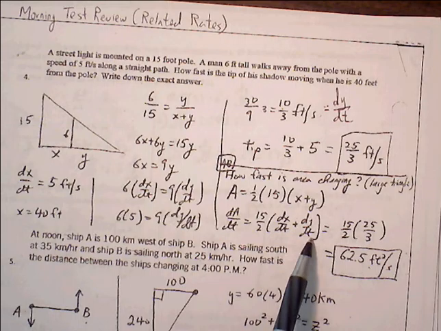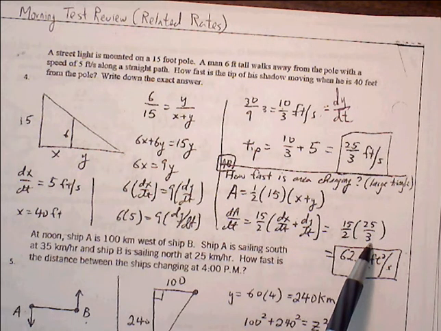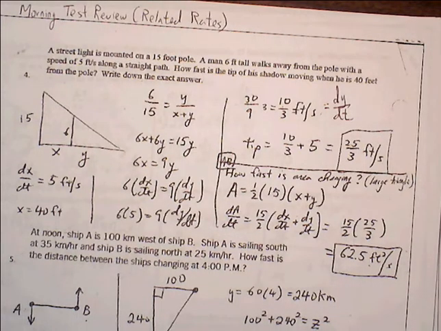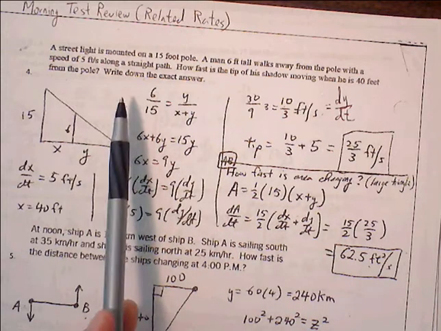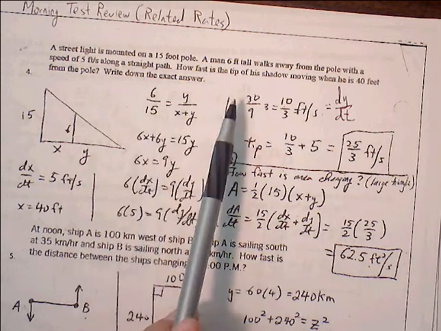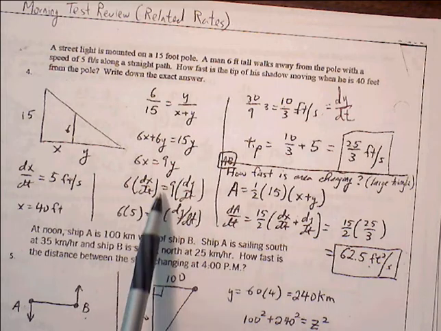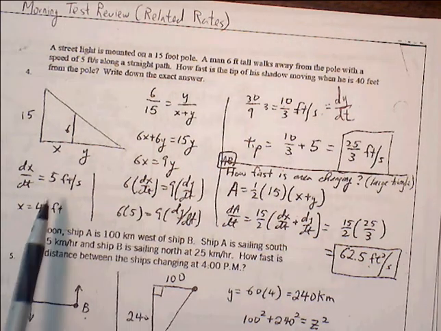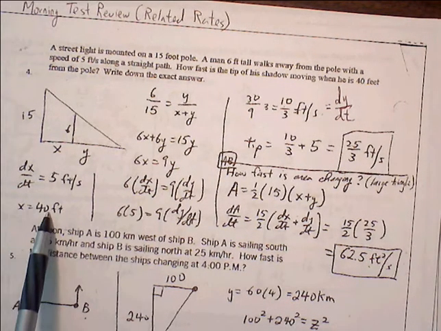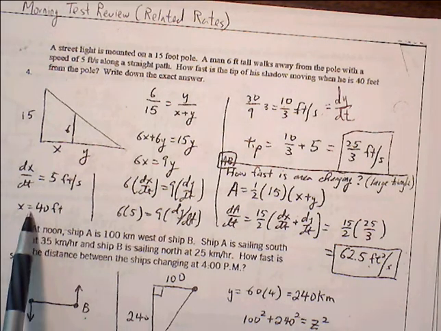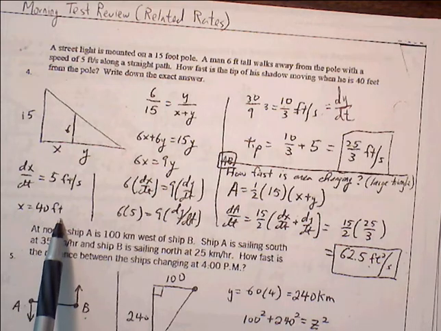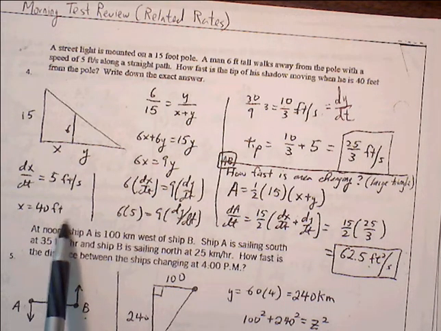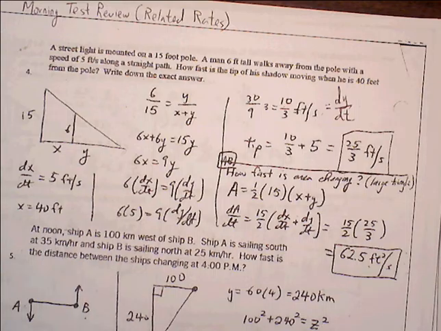So 10 over 3 plus 5 is 25 over 3. Multiply that through by 15 over 2, and we get 62.5 square feet per second. Notice that with these shadow problems, the rate of change for dx/dt and dy/dt is going to be constant, so it doesn't matter how far the person is standing away from the pole. So this is information that's extraneous. A lot of times it is given in the problem, but is not used.